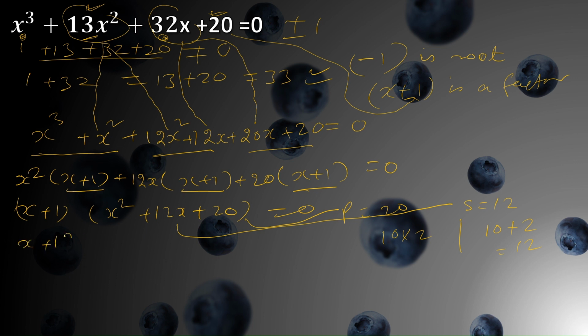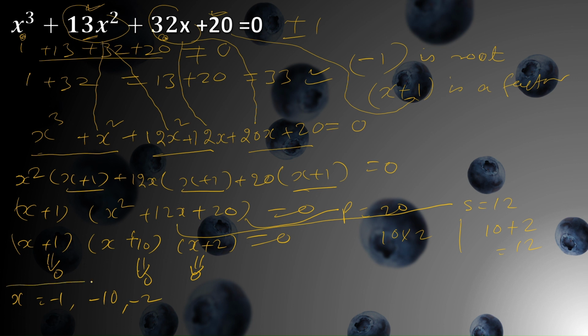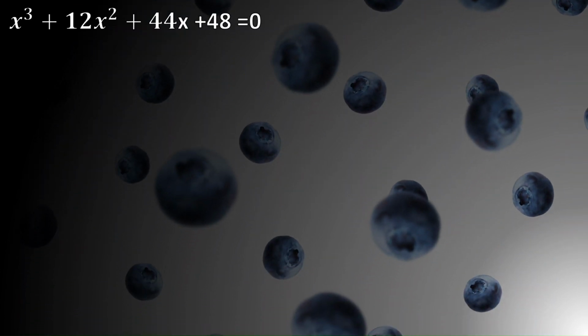So our factors are x plus 1, x plus 10 and x plus 2. Each should be 0 individually in order to make the complete thing 0. So x will be minus 1, minus 10 and minus 2. These are the three real solutions of this cubic equation. So let's move to the next one.